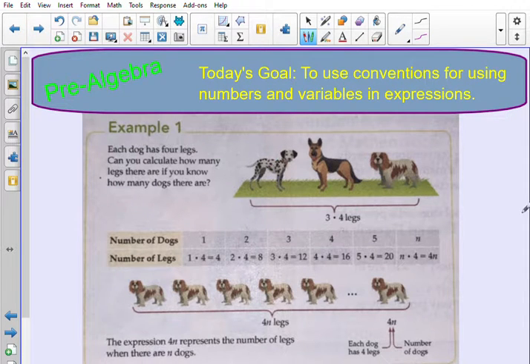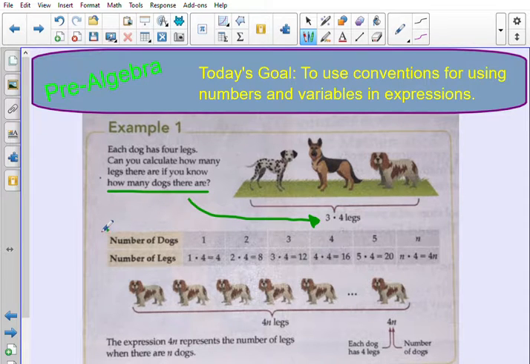Example number 1. If each dog has 4 legs, can you calculate how many legs there are if you know how many dogs there are? Most of us could come up with this. It's simply taking the number of dogs, 3 dogs, 1, 2, 3, and multiplying by 4 legs, assuming that they still all have 4 legs. Boys, I know that was the number one thought on your mind. Yes, they all have their 4 legs. Count them up: 1, 2, 3, 4, and so on. So 3 times 4 gives us 12. If we wanted total legs, there would be 12 legs.